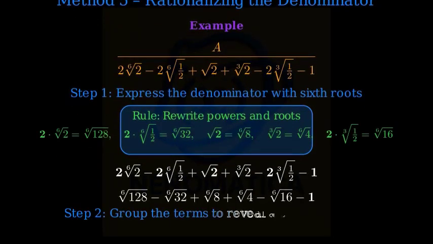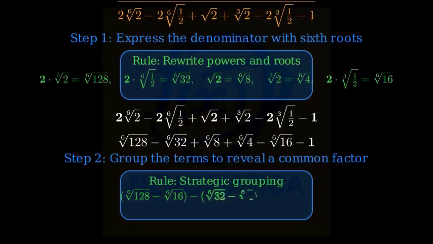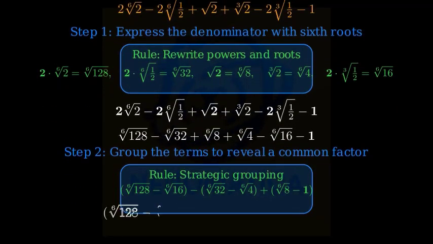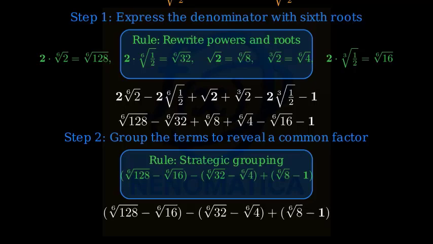Step 2. Group terms so a common binomial appears. We rearrange as pairs to reveal a shared factor. Notice the pattern. 6th root of 8 minus 1 shows up in every group.